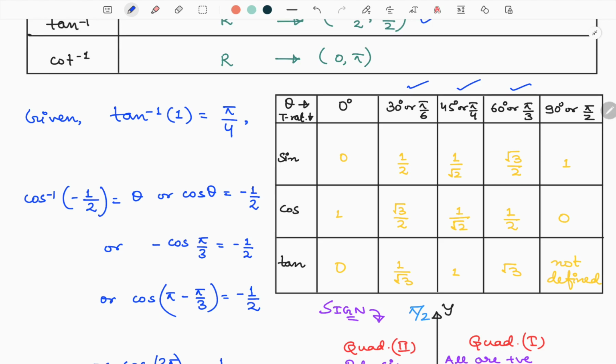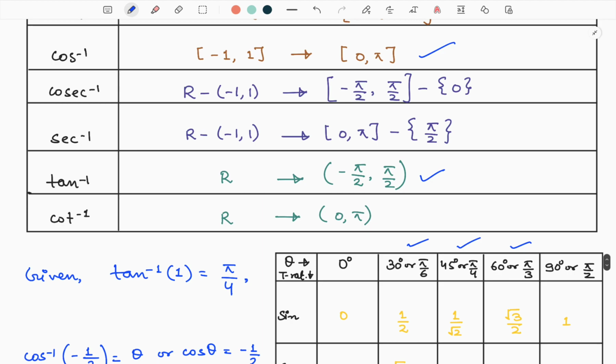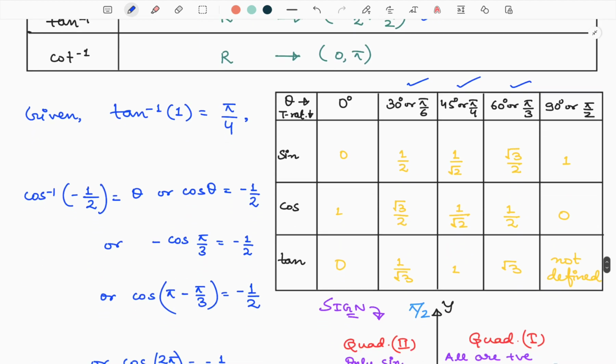So tan inverse 1 is a very standard principal value, that is pi by 4, because tan of pi by 4 is equal to 1 directly, and pi by 4 is a principal value for tan inverse, so no need to change that.